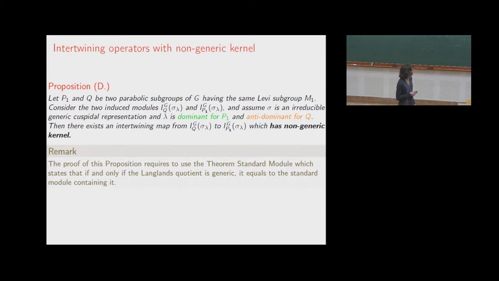I show then that there exists an intertwining map from this I_Q to this one. And this map has non-generic kernel. I will need to use a non-generic kernel intertwining map to be able to conclude the proof. So for this proposition, I need to use the standard module theorem from Heiermann, which tells you that if the Langlands quotient is generic, then it is just equal to the standard module.